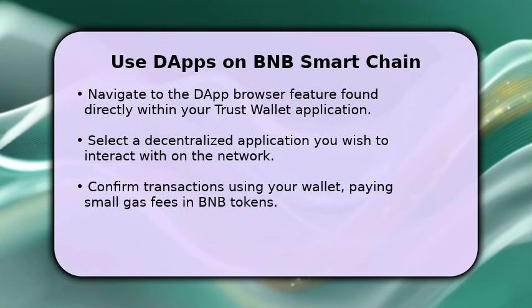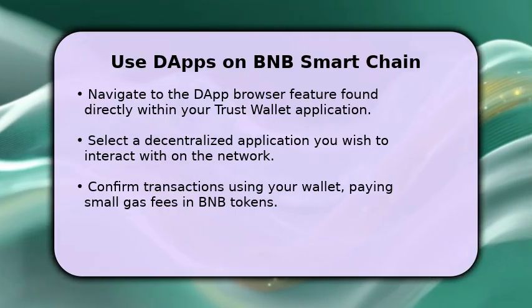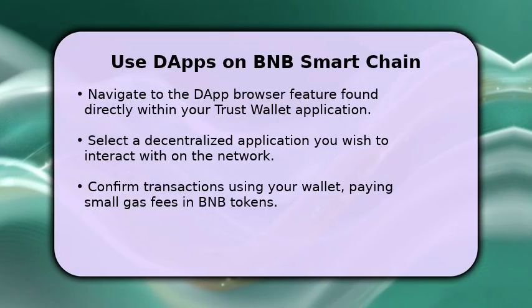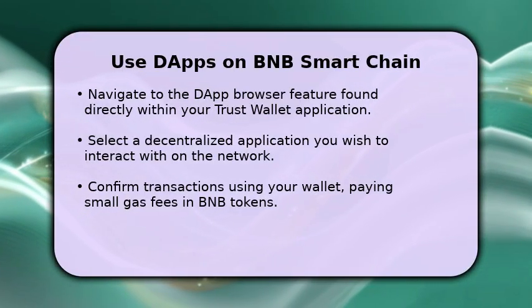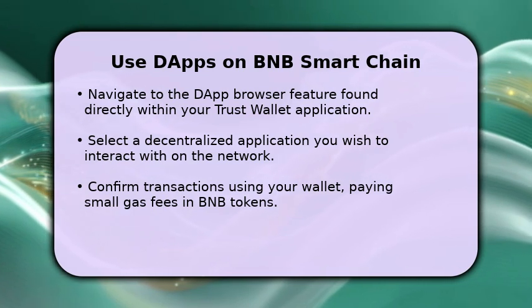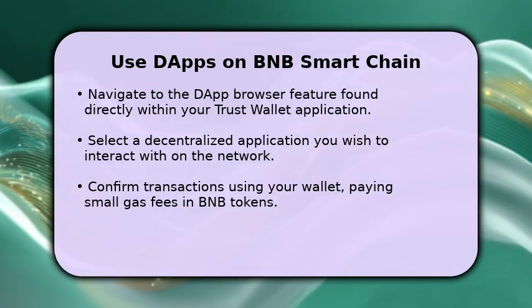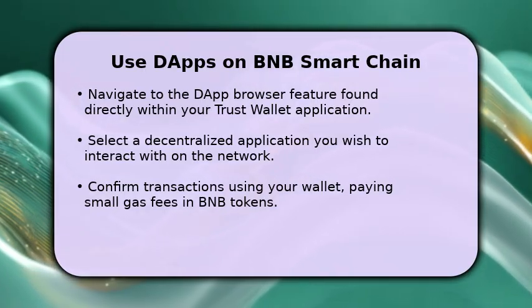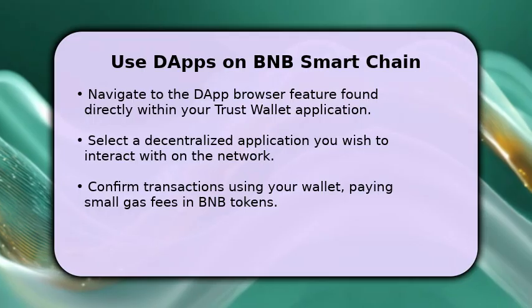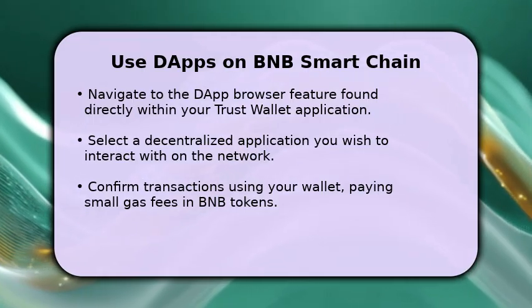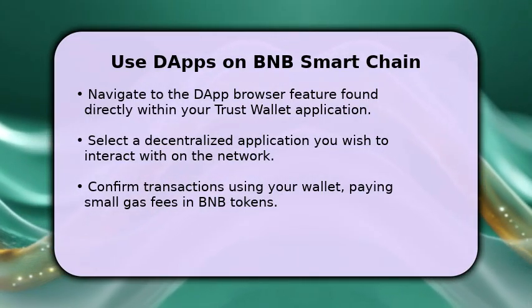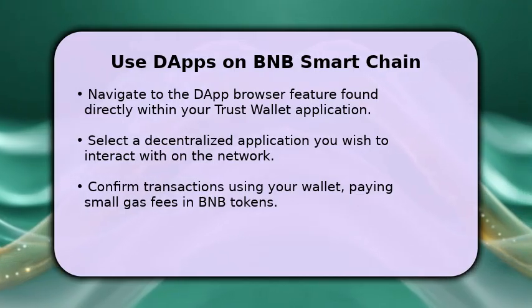With BNB in your wallet, you are now ready to explore the vast world of decentralized applications on the Smart Chain. Open the D-App browser within Trust Wallet and search for your desired application. When you interact with a D-App, your wallet will prompt you to confirm transactions. These actions require a small amount of BNB for gas fees, typically just a few cents. Enjoy seamless and secure interactions across the BNB Smart Chain ecosystem.